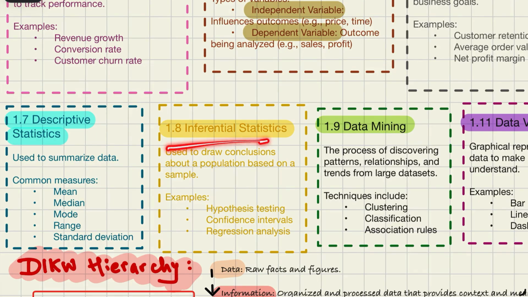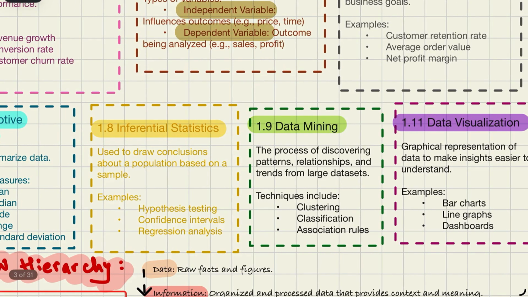And then we have inferential statistics, which draws conclusions about a large population based on a smaller sample. Examples of inferential statistics are hypothesis testing, confidence intervals, regression analysis. This is what we do when we have a lot of data, but we take just a sample and draw a conclusion about what it would mean, like probability, right?